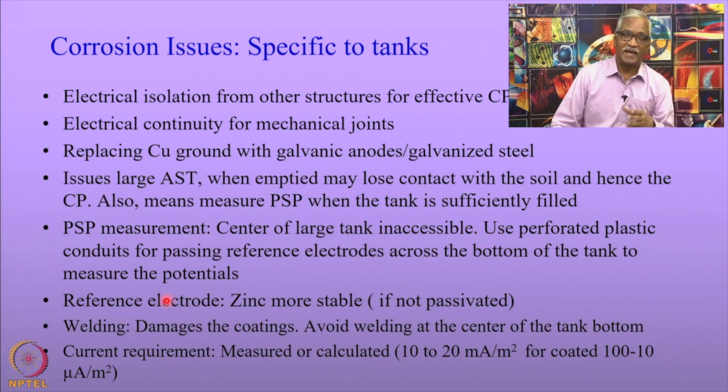Similar to pipelines, the current requirements for protecting storage tanks cathodically can be either measured or calculated. Generally, the current requirement for protecting storage tanks lies in the range of 10 to 20 milliampere per meter square for bare tanks. For the coated tanks, the current can be significantly reduced to 10 to 100 microamperes per meter square.